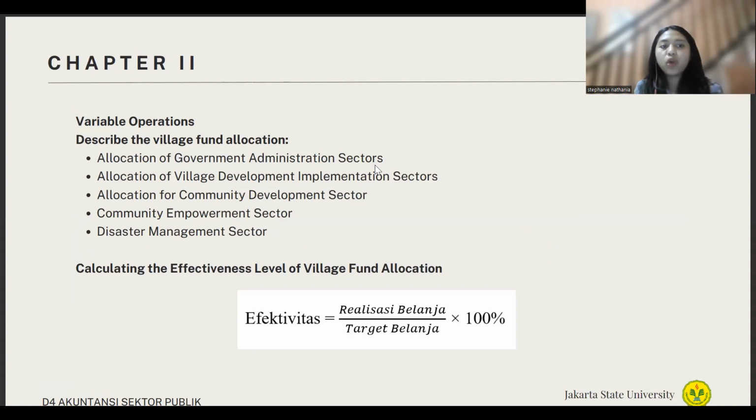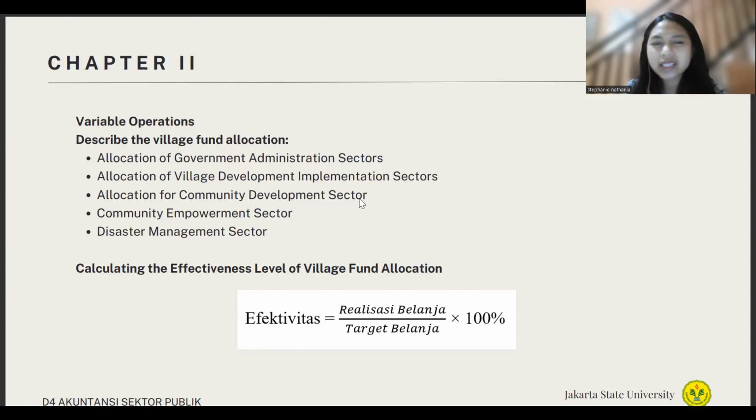Next, my variable operations describe the village funds allocation. First is describing the village funds allocations. This answers my first research question. I will describe that in Bangun Cipta Village, there are 5 allocations of village funds. First is the allocation for the government administration sector.